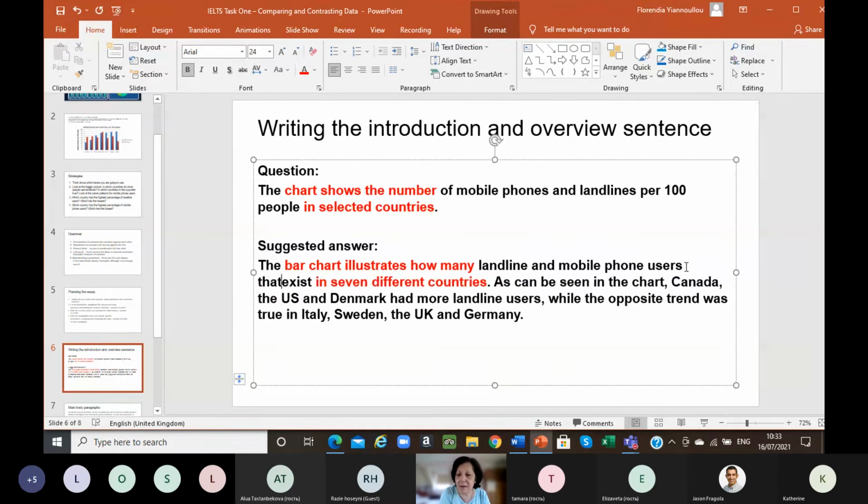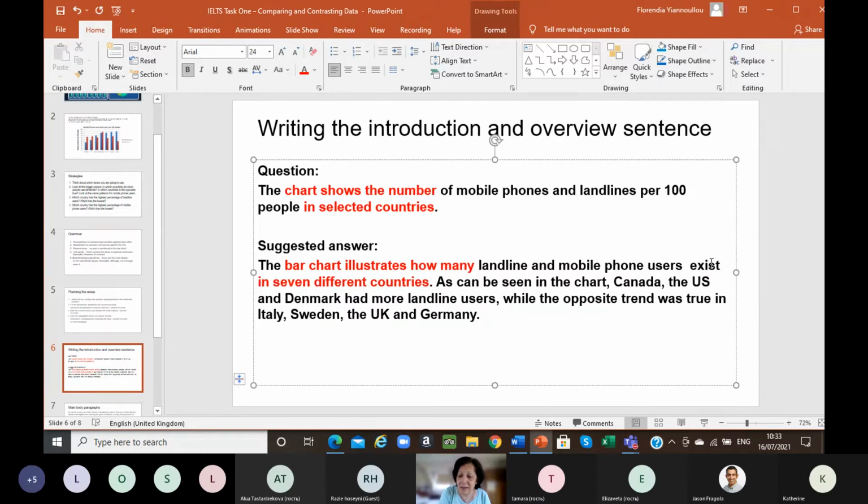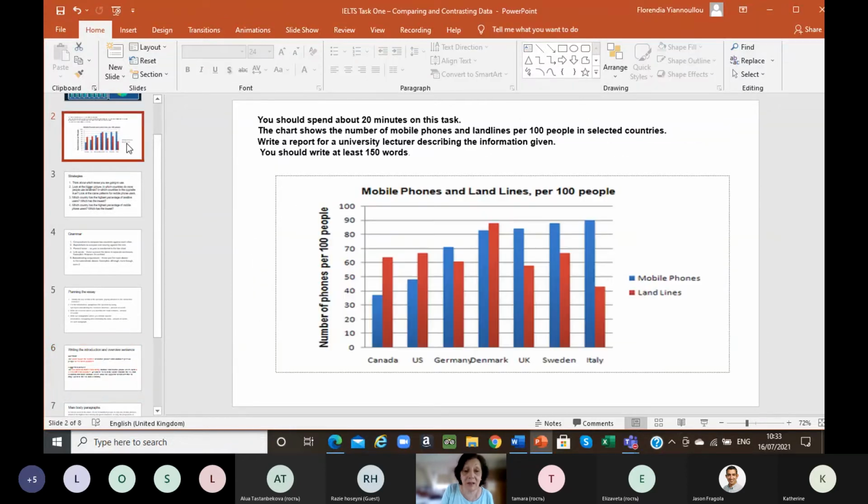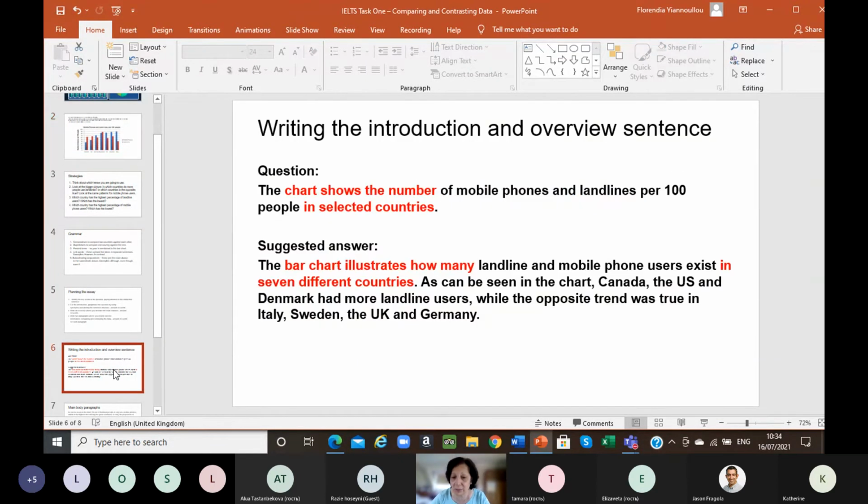Seven different countries, yeah. So the chart shows the number of mobile phones and landlines per 100 people in selected countries. I've put the bar chart illustrates how many landline and mobile phone users exist in 7 different countries, yeah. So in selected countries, in 7 different countries, you could, if you want, name the countries: Canada, the US, Germany, Denmark, the UK, Sweden and Italy. But to be honest, it's not necessary. You can just do it that way.